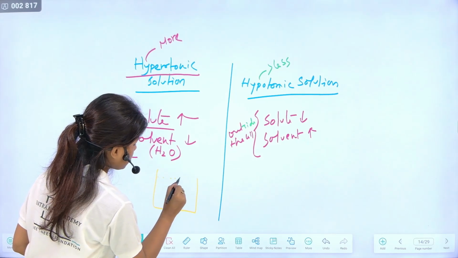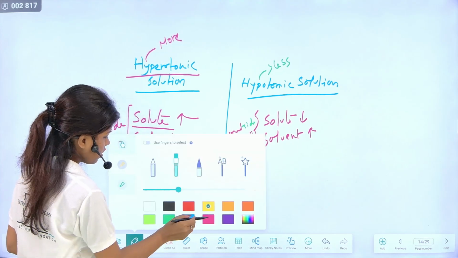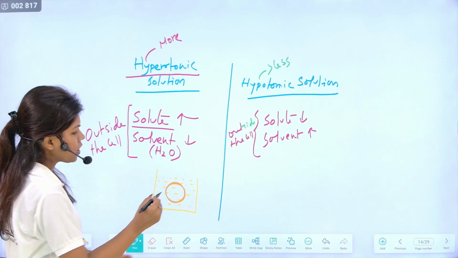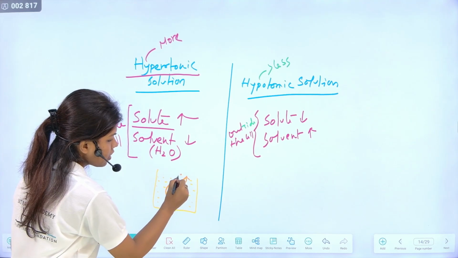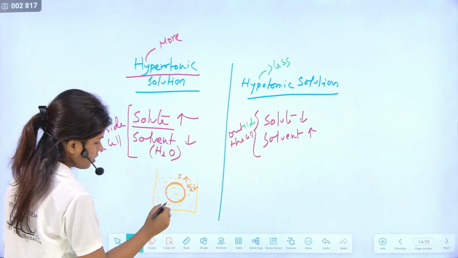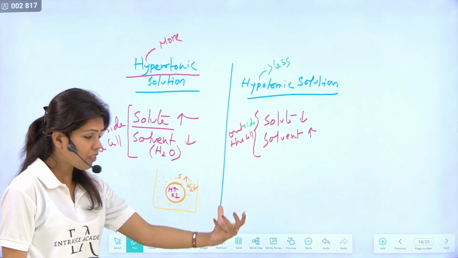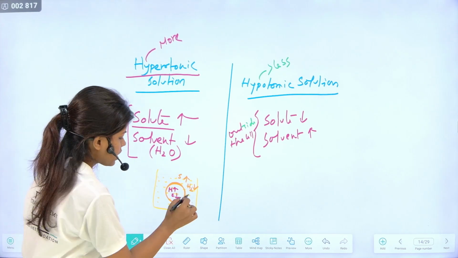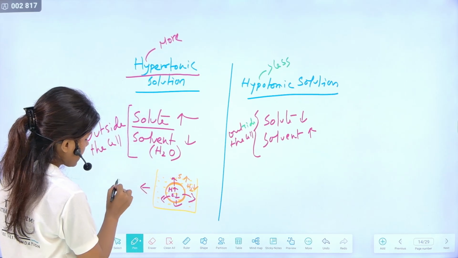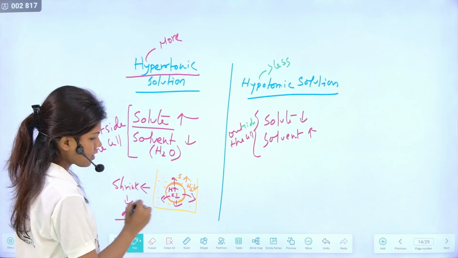So when we place any cell into a hypertonic solution, just take an example. This is a hypertonic solution in which we have placed a cell. In hypertonic solution, outside solute is higher and water is lower, and inside water is higher, solute is lower. Water will move from higher concentration to lower concentration like this. The cell will perform plasmolysis, or you can say the cell will shrink and eventually dies.